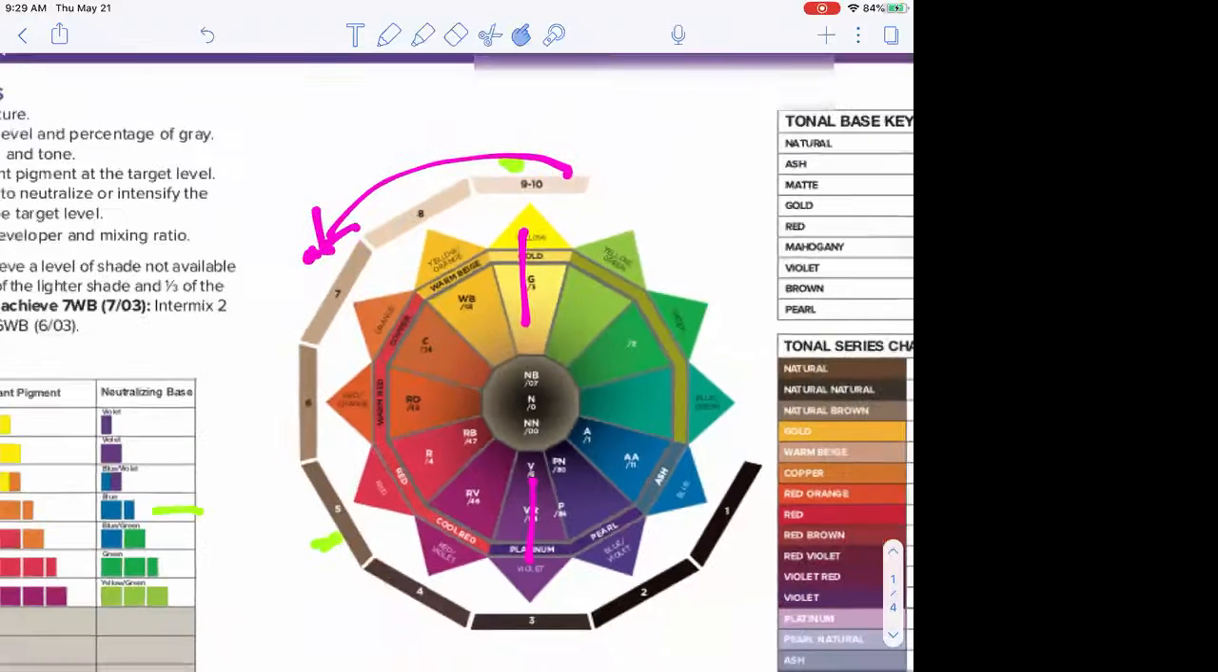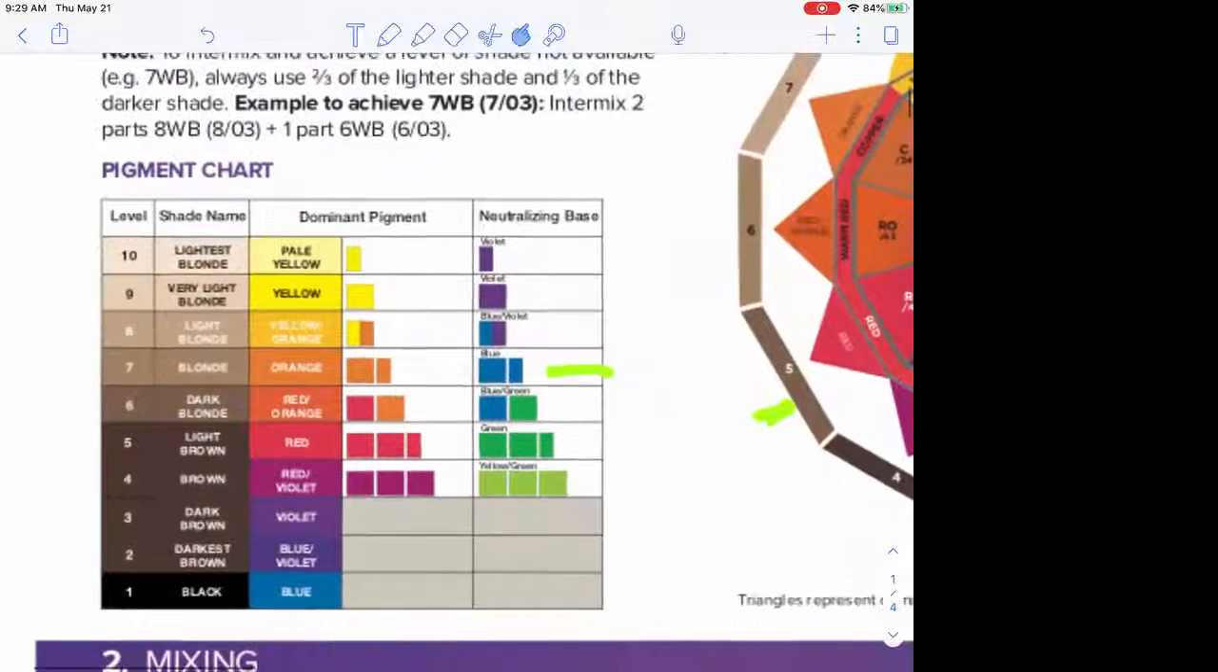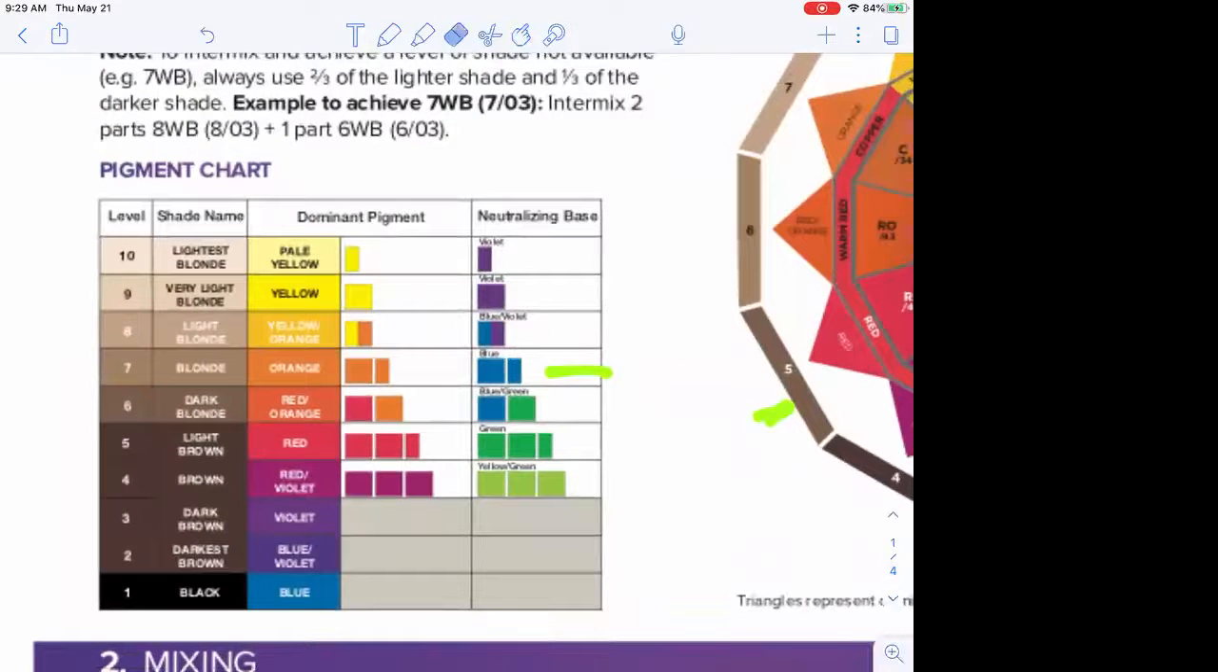So we have this handy dandy pigment chart here that gives you the answers, right? Keeping a swatch chart, or a copy of this, around until you just memorize these things is probably a really good idea. So if I make it to level 7, I have to choose a blue toner. If I make it to level 8, I have to choose a blue violet toner. If I make it to level 9, I need violet. If I make it to level 10, I need violet again, but at a higher level.